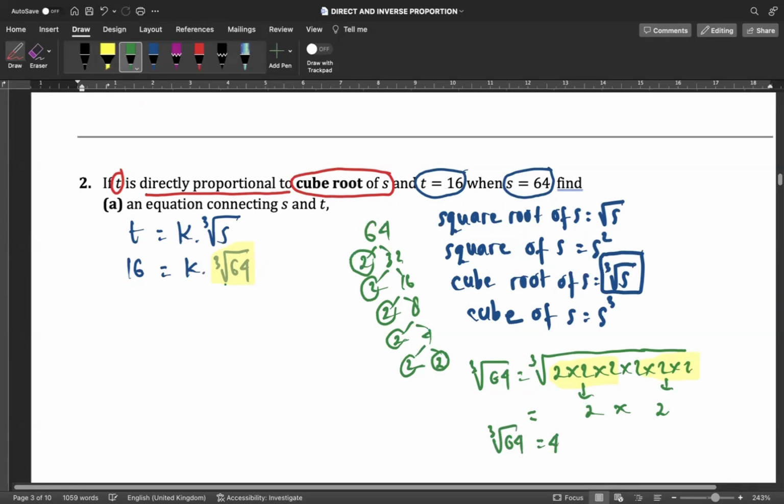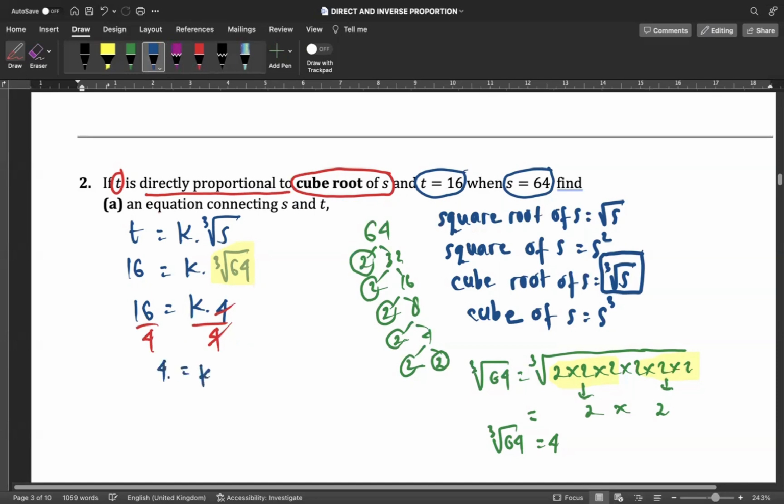Now let's put it here. So 16 equals k times 4. And then to find the value of k, we divide both sides by 4. So no more k. 16 divided by 4 is 4.